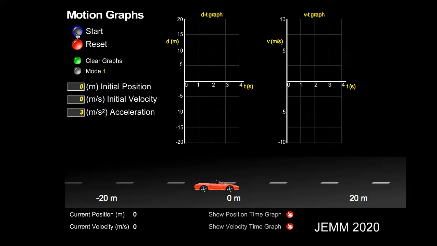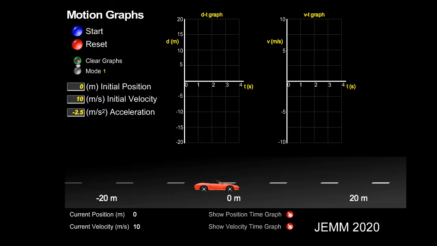Now we're going to look at what acceleration looks like. Notice on a position time graph, acceleration is represented by a curve. Notice on a velocity time graph, constant acceleration is represented by a line. And the slope of that line is the acceleration.